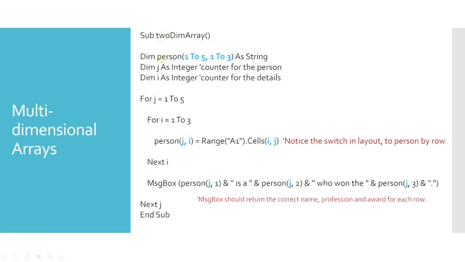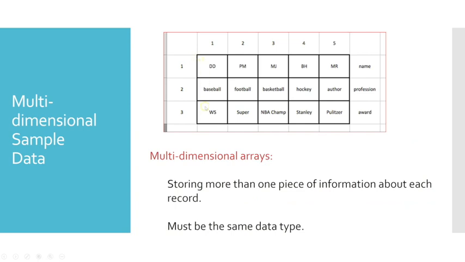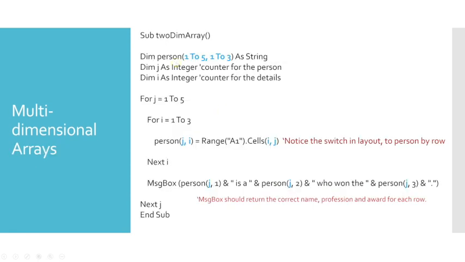Here's how you declare a 2-dimensional array. We still use the Dim. This one's called person, but you see we say we want it to be 1 to 5, 1 to 3. Now notice this. Let's look at our data again. Remember, this is our rows. We don't have 5 rows here, but we do have 5 columns, and we only have 3 rows. So right there, that should key you off that there's something going to be done a little differently in the code, because this doesn't correlate with how you see it in this worksheet.